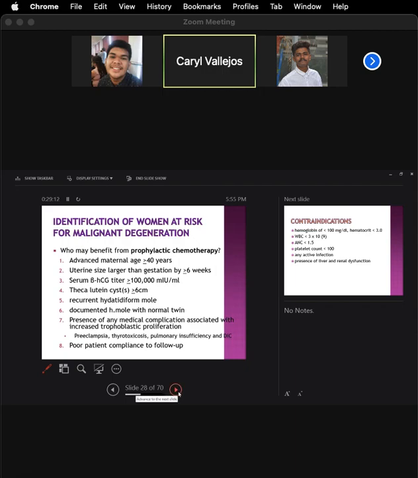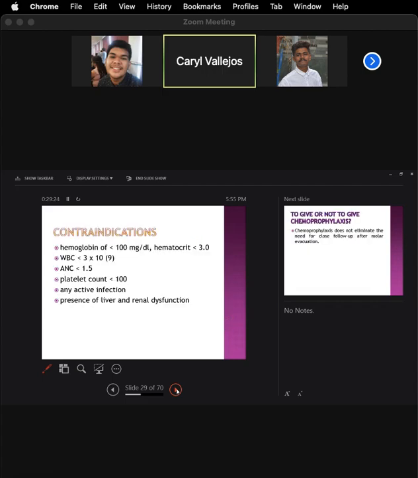So if there are benefits in the prophylactic chemoprophylaxis, we should also take note of the contraindications on when not to give to your patients. That is, if the hemoglobin is less than 100, WBC of less than 3, ANC of less than 1.5, platelet count of less than 100, if there is any active infection, and the presence of your liver and renal dysfunction.